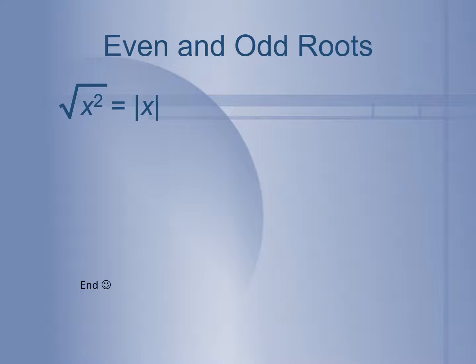Now, if we have the square root of x cubed, that's going to become x times the square root of x, but that x does not have to be the absolute value of x because even though our index was even, our power was odd, so we don't have to use the absolute value. And then the square root of x to the 4th becomes x squared. The reason why is that x to the 4th is x squared times x squared, so when you take the roots, you get x squared.